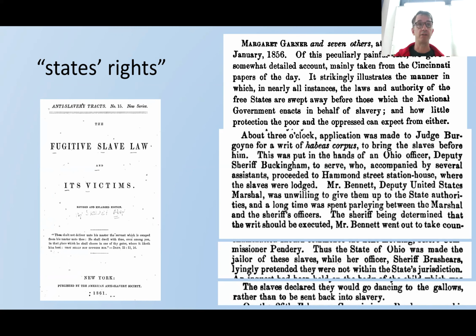The state of Ohio decides that they want to try her for murder. And the state of Kentucky says there is no such trial necessary. We simply want her returned to us. And what effectively this means is that we have the federal government weighing in on the side of Kentucky, and Ohio saying, no, we are going to defy both Kentucky and the federal government and try her for murder, with the obvious goal of finding her innocent and therefore allowing her and the remaining members of her family to escape.